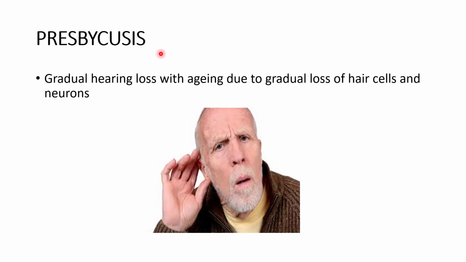And presbycusis means there is gradual hearing loss with aging due to gradual loss of hair cells and neurons, and that is a normal part of the growth and aging process. With old age it happens more or less with everyone, and that is called presbycusis. So this is a physiological thing which happens.